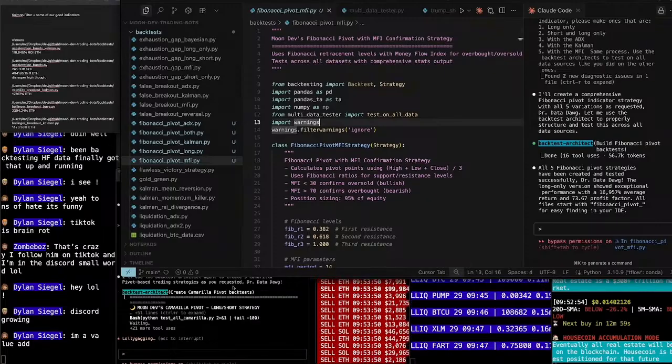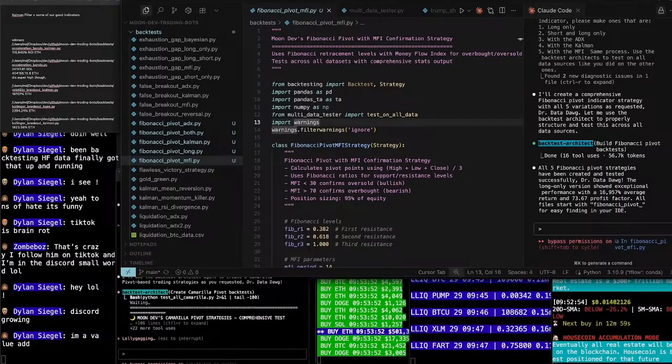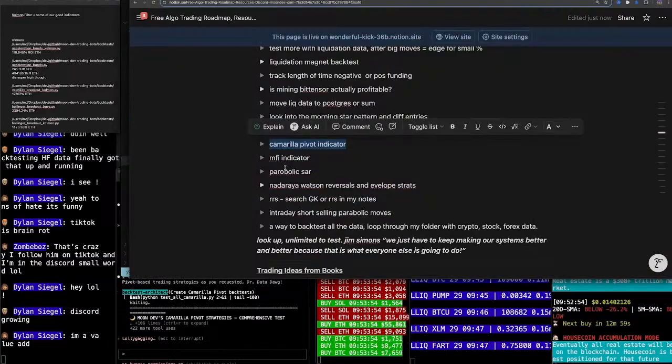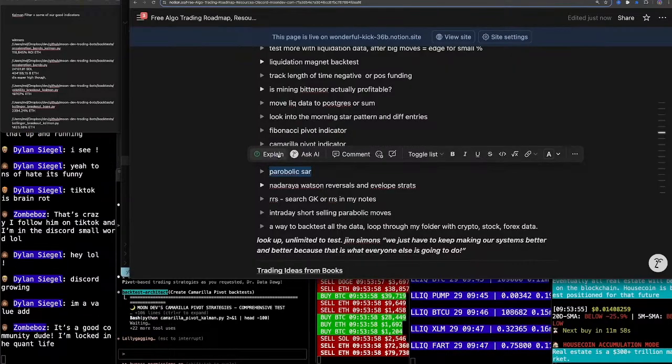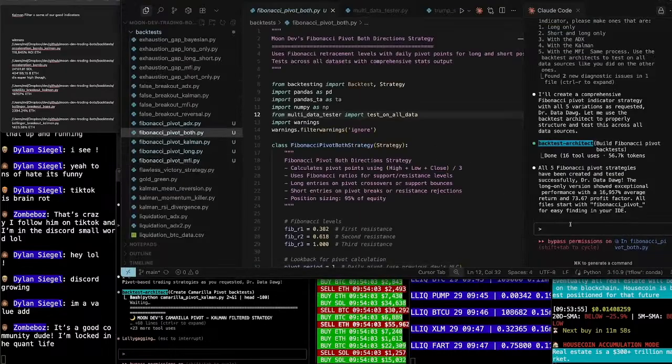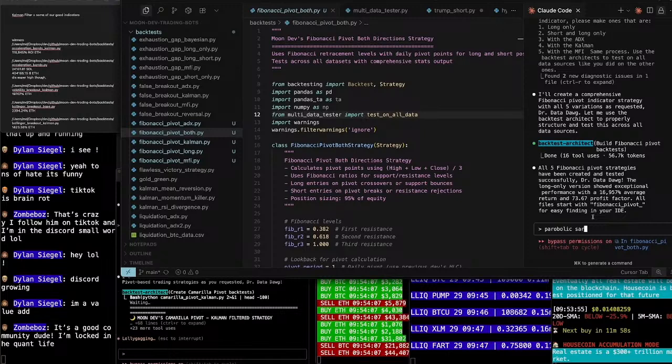Okay, so we're still working on the Camarilla. I want to keep going and maybe come up with... okay, let's do a Parabolic SAR. Great job. I want you to test all of those same 5 things with this parabolic SAR strategy.